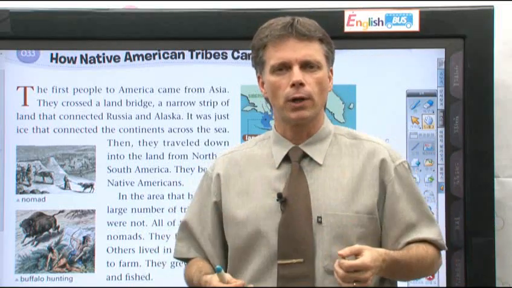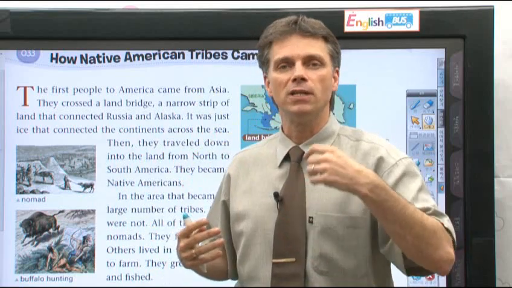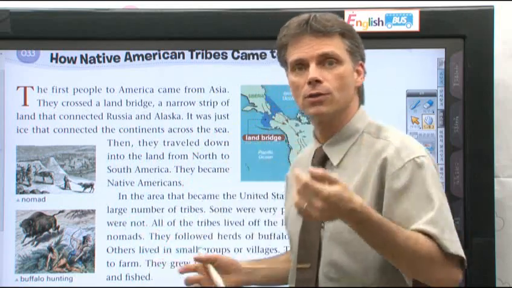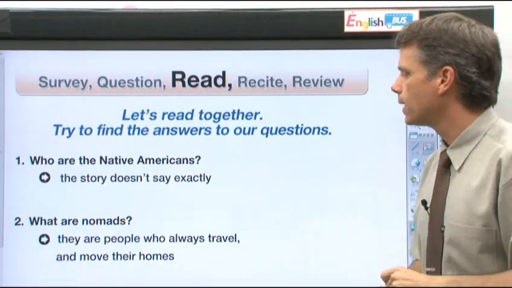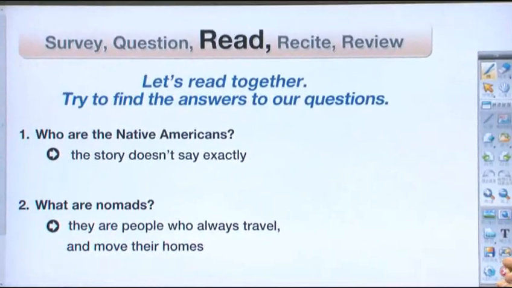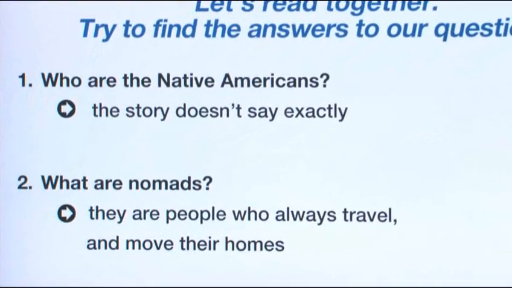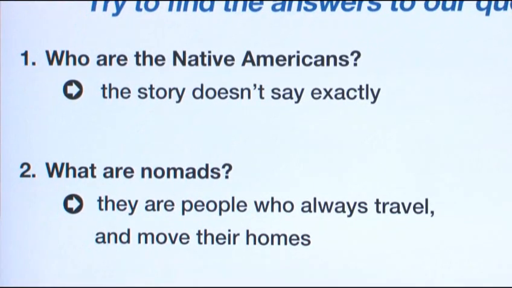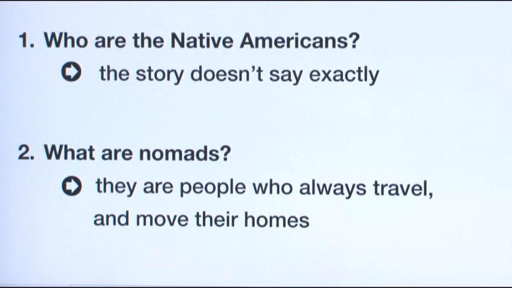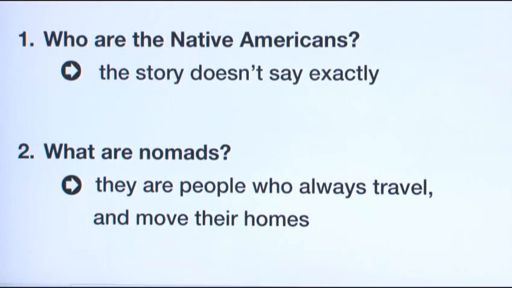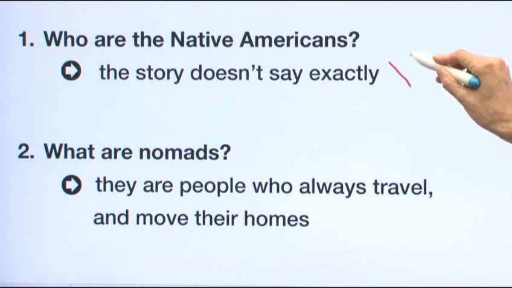And practice, practice, practice. Now, let's go and see if we can answer 1 or 2 of the questions that we made. And what did we say? Here's 2 of the questions that I made. Now, number 1, who are the Native Americans? The story doesn't say very clearly, not exactly. No, it just said there were many Native American tribes. It didn't really say, except they talked about nomads, but that's not really the answer. So, on this question, we couldn't find the answer, but we tried.